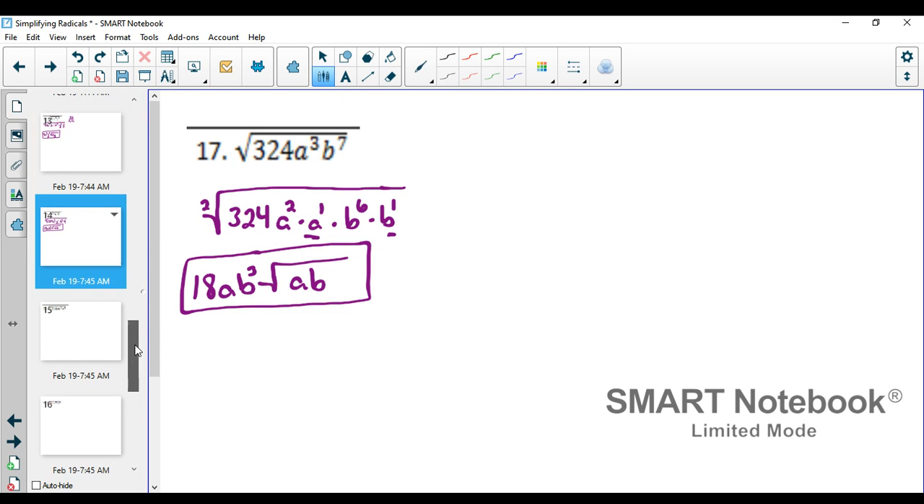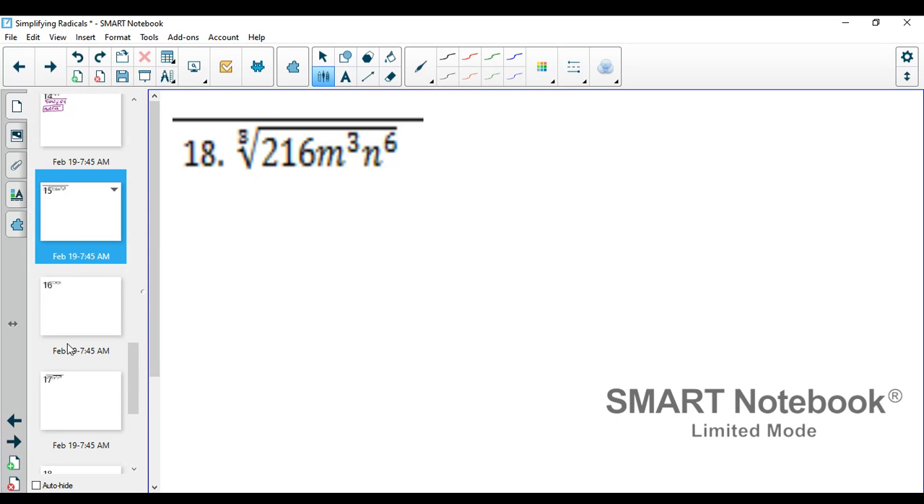All right, so for number 18, we have the cube root of 216 m cubed n to the 6th power. This one is really nice because 216 has a perfect cube root. The m cubed here is already in a power of 3. The 6 is already in a power of 3. Because now that this is the third power, our exponents need to be a multiple of 3.